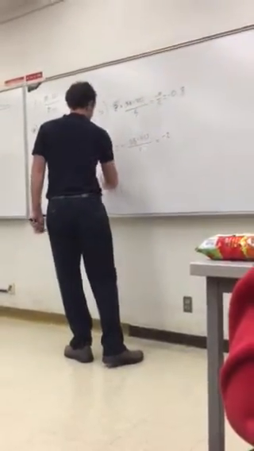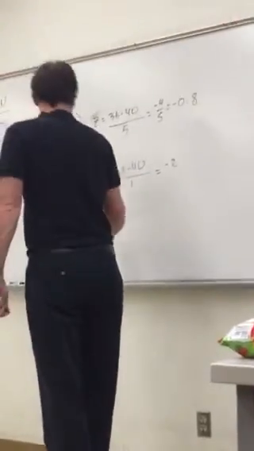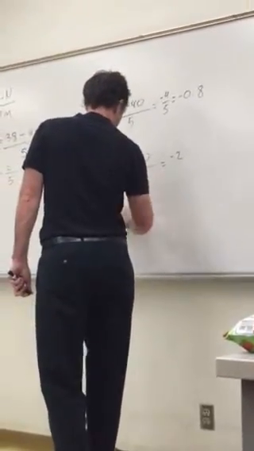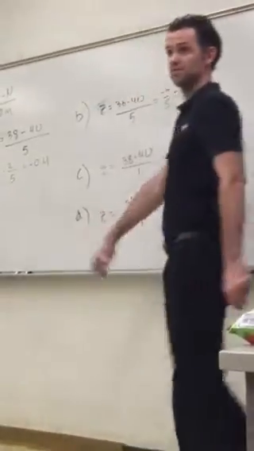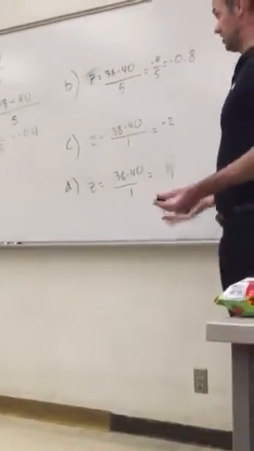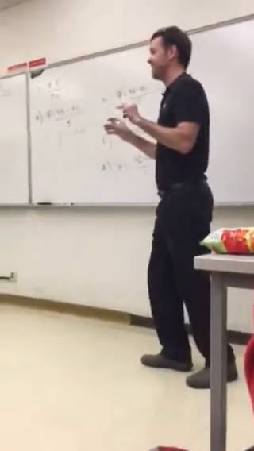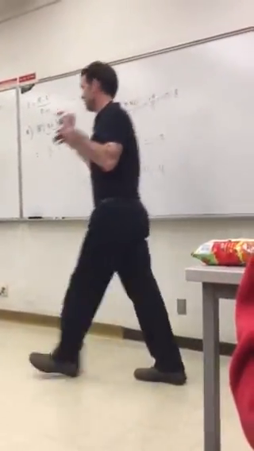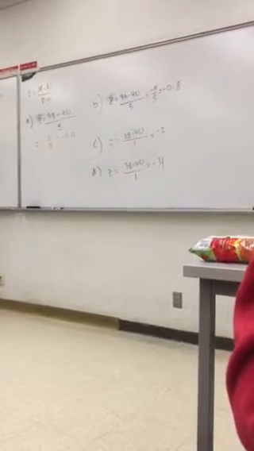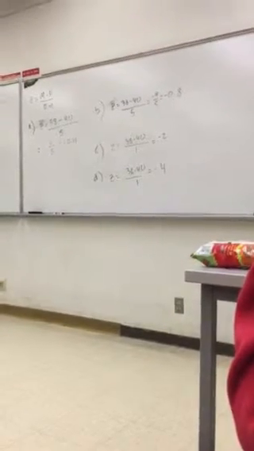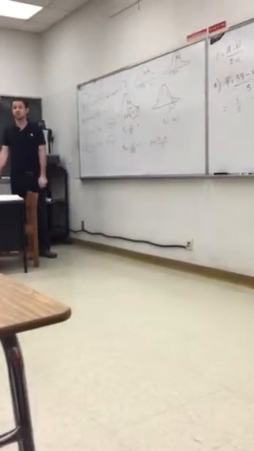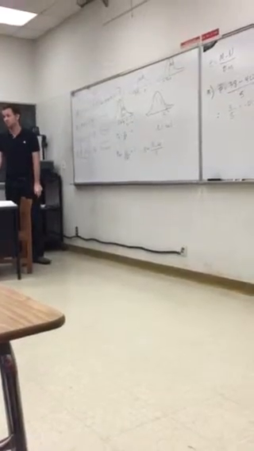And then D is z equals what? 36 minus 40 all over 1, which is a z-score of negative 4, right? Again, I'm showing you how to get the z-scores. And the question is, which one is least likely to obtain, right? Well, according to the z-scores I created, which one is the least likely to be obtained? D, right? Because it's a z-score of negative 4, okay?